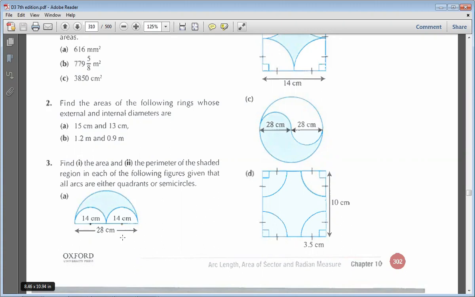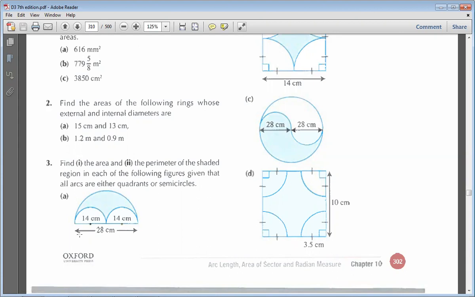If you want to find the area of the shaded figure, the strategy is very simple. Find the area of the big semicircle, and let us call it A1, and then find the area of the small semicircle, let us call it A2. Then A1 minus 2 times A2 will give you the shaded area.